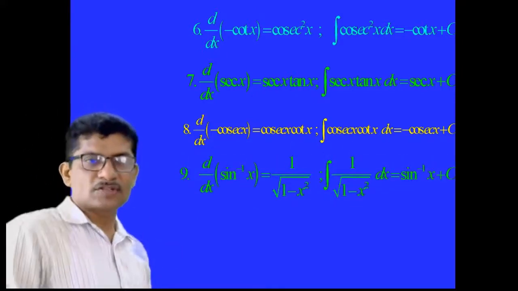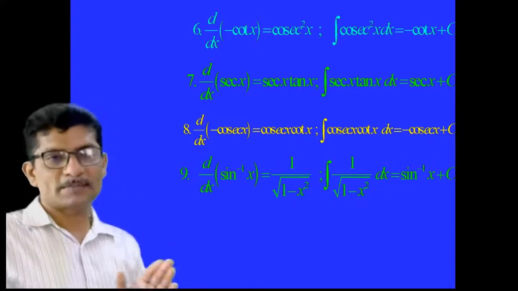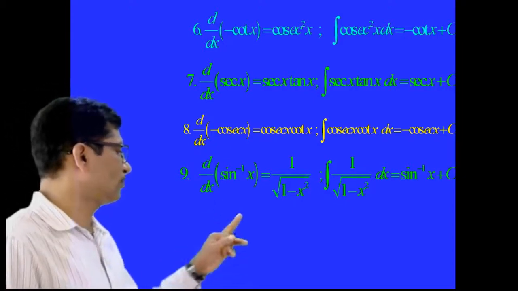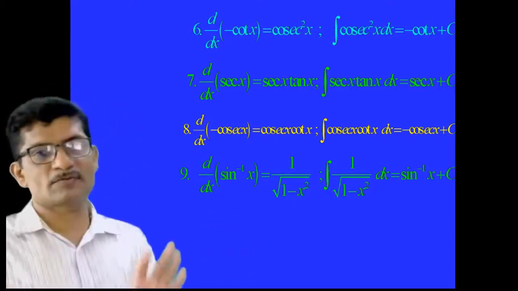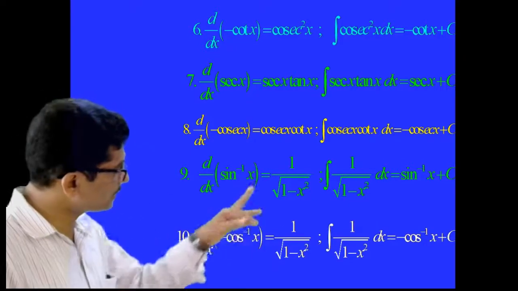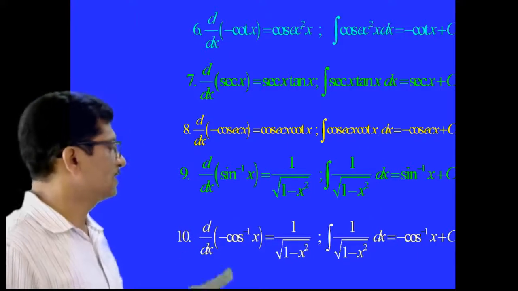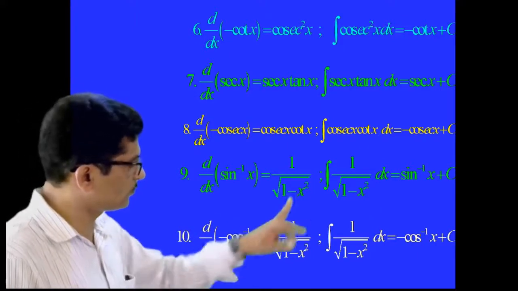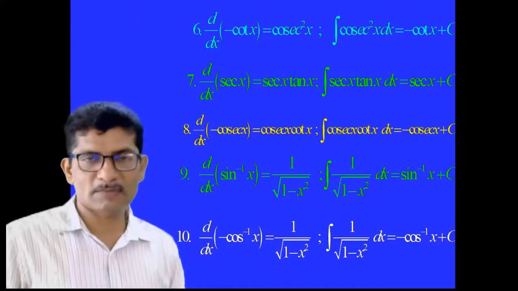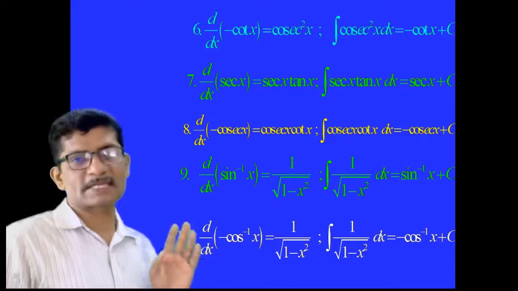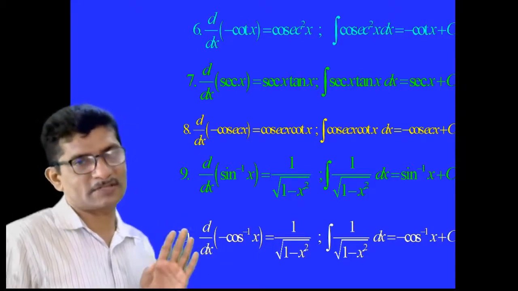And you know that the derivative of sin inverse x is 1 divided by root of 1 minus x square. Therefore, integral of 1 by root of 1 minus x square is equal to sin inverse x. And derivative of cos inverse x is equal to minus 1 by root of 1 minus x square. Therefore, derivative of minus cos inverse x equals 1 divided by root of 1 minus x square. Therefore, integral of 1 divided by root of 1 minus x square is equal to minus cos inverse x.